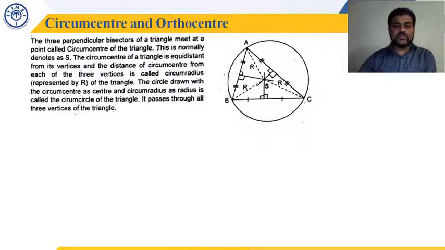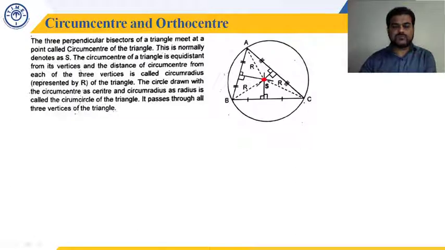Now what is the circumcenter? Circumcenter is the meeting point of all the perpendicular bisectors of the sides. As you can see in this figure, this point is the meeting point of all the perpendicular bisectors. If you take this as center and any of the dotted lines as radius and draw a circle, you will get a circle which passes through all the three vertices. This circle is known as the circumcircle, and its radius is known as the circumradius.